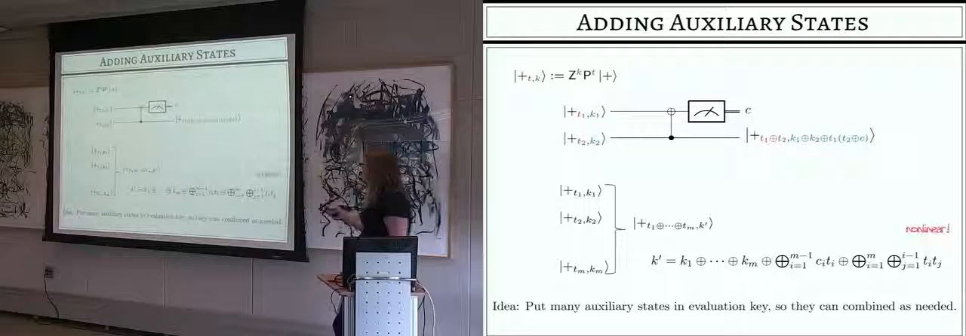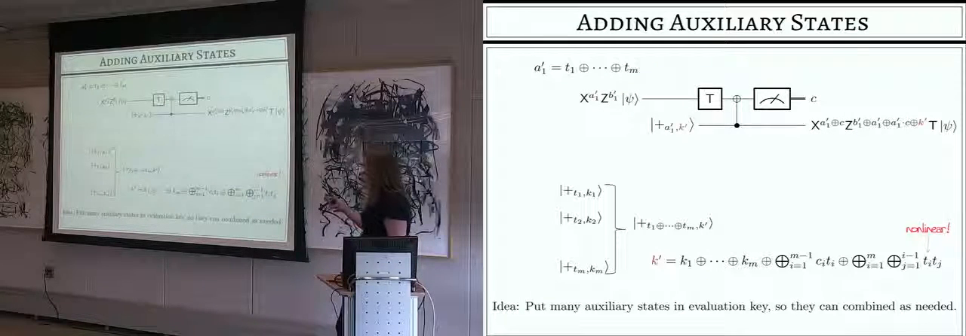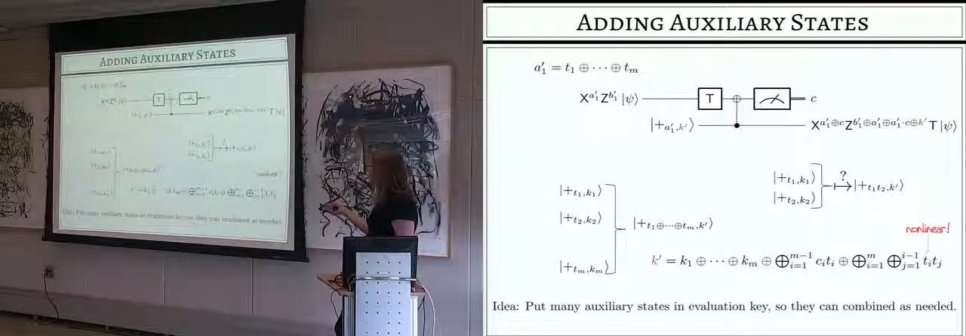Okay, so the reason why we can't extend this to arbitrary circuits is the following. Recall that whatever key appears here ends up as part of the one-time pad key. And the key that we get from adding these plus states contains nonlinear terms. We don't generally have a way of taking two plus states and multiplying them to get a plus state that hides T1 times T2.